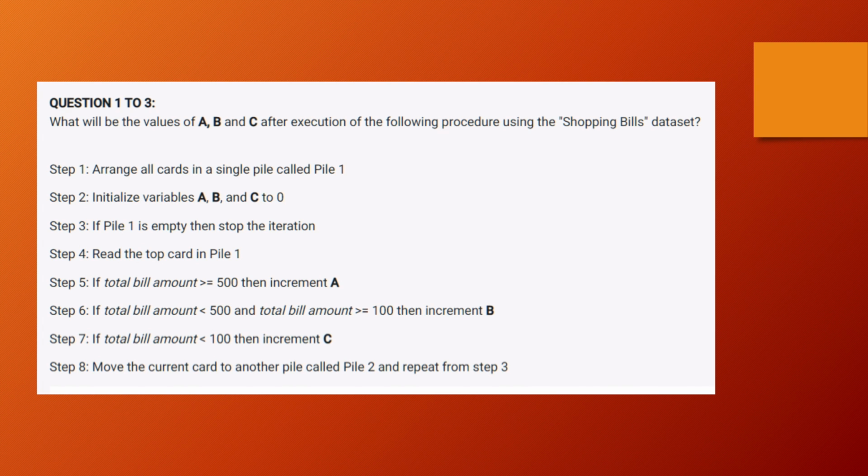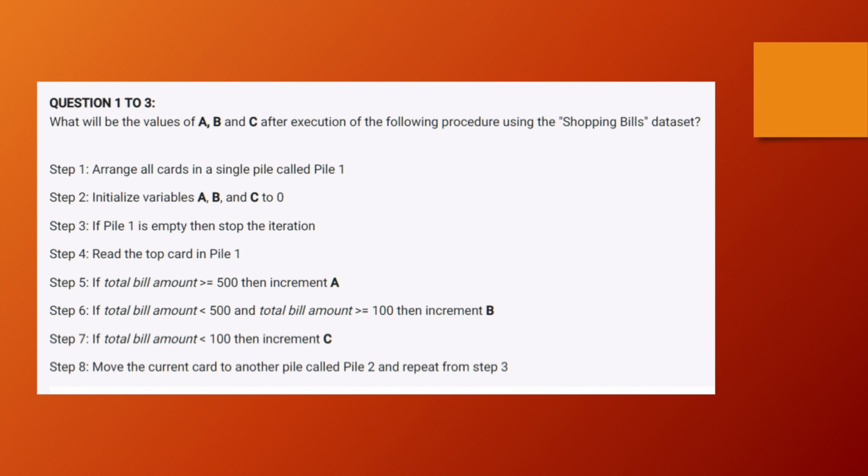Till here I think it's quite easy to understand, and step 4 says that you read the top card on pile 1. So this is all going to be a repetition of steps. If you see further down, you're going to see the same 4 steps repeating in almost every procedure that we go through. The next step is where we have to actually put a focus on. Step 5 says that if the total bill amount is greater than or equal to 500, then increment A.